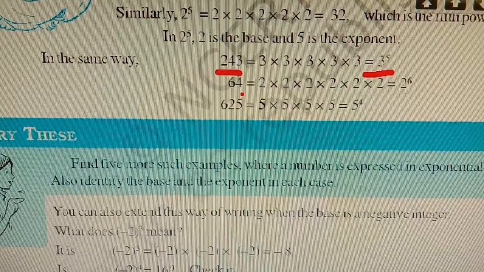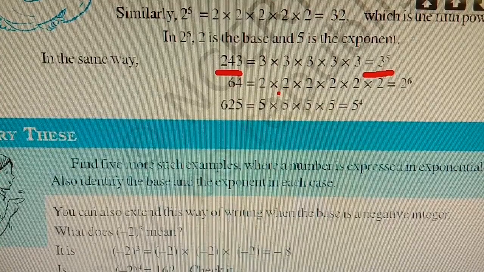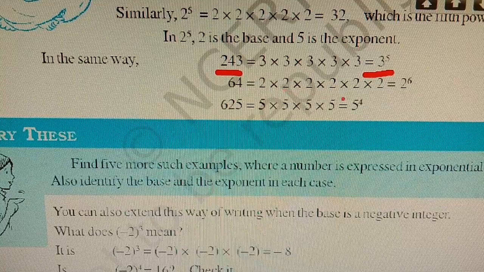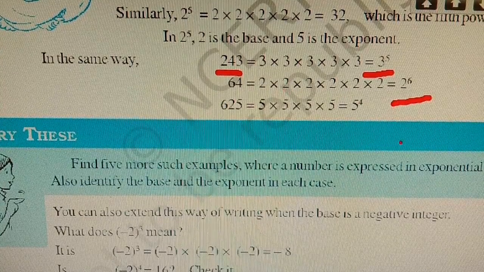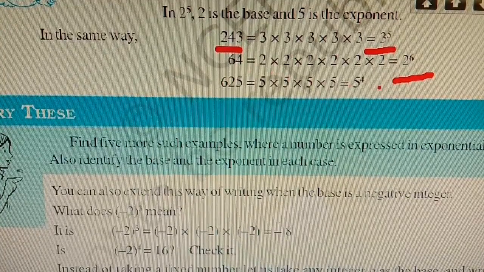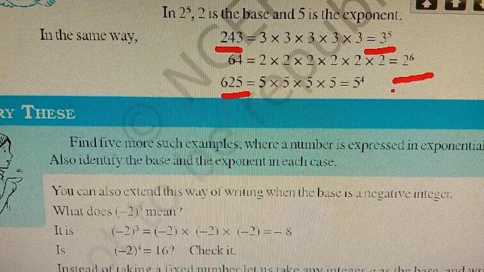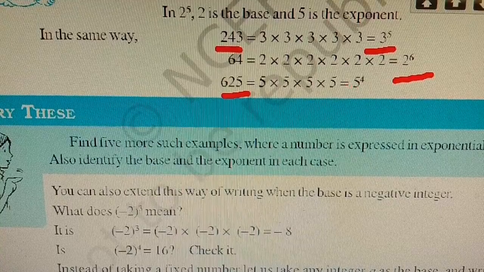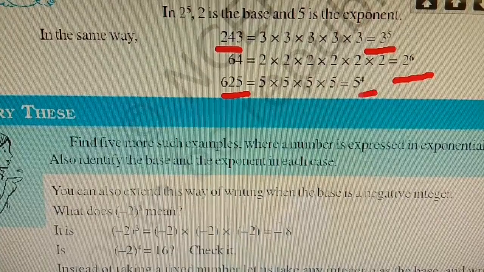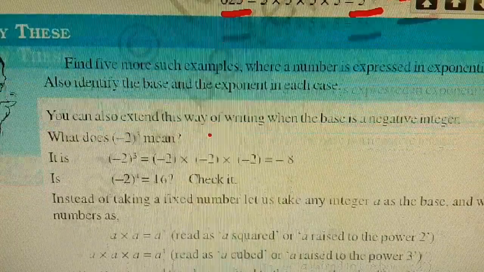Then 64. 64 is 2 to the power of 6, because here we multiply 2 6 times, we have 64. So 64 is 2 to the power of 6. The same way 625, by multiplying 5 4 times, we have 625. So 625 is 5 to the power of 4. So this way any of the number we can write as in exponential form.